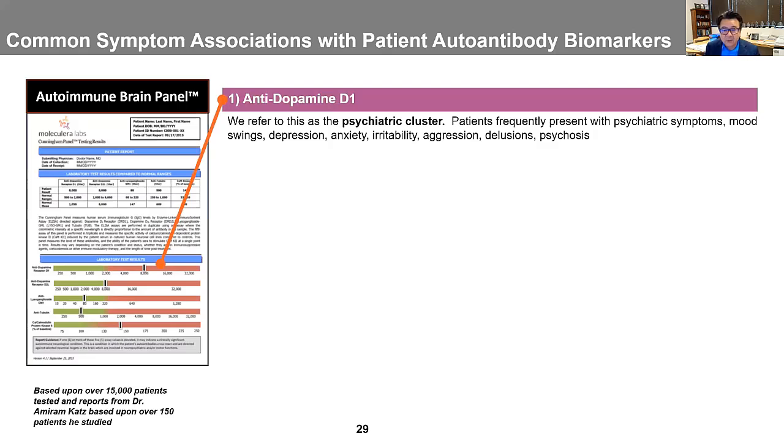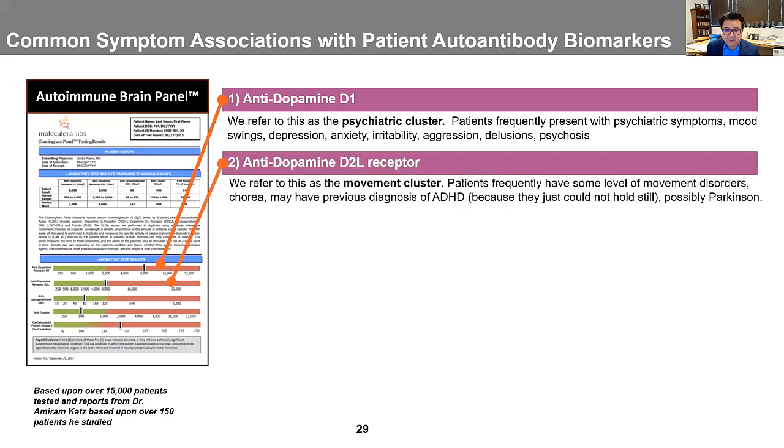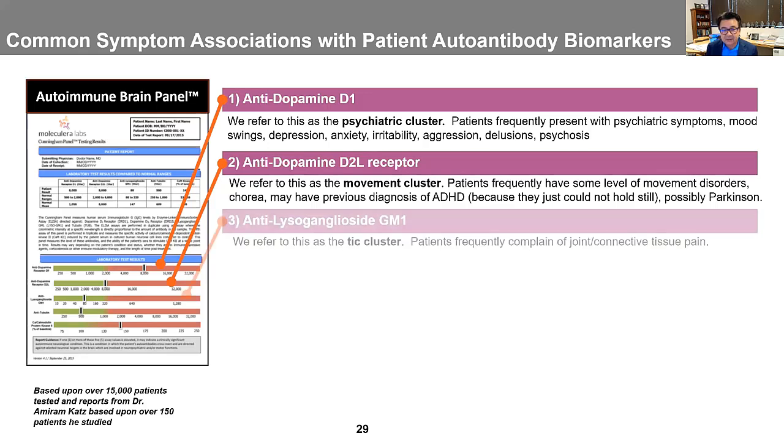We know that antibodies directed against the dopamine D1 receptor typically result in different types of psychiatric symptoms. So we'll see patients that may present with mood swings, depression, anxiety, irritability, aggression, delusions, and even psychosis in some cases. When antibodies are directed against the dopamine D2 receptor, we see movement disorders. Frequently, they may have chorea or these little choreiform movements. They could be diagnosed with ADHD because they just couldn't hold still, possibly even Parkinson's.